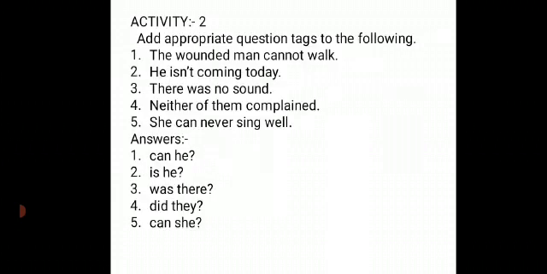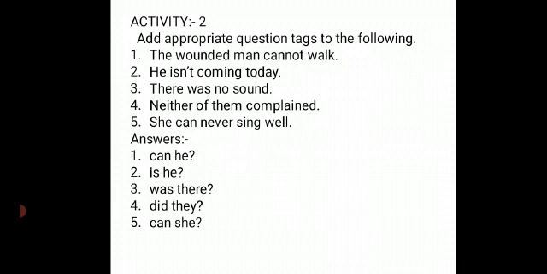Next are the negative sentences. Again you have to add appropriate question tags to the following. First one is the wounded man cannot walk. Now cannot is the negative statement. You will be asking can he? Second sentence is he isn't coming today. Isn't means not coming today, so you will ask is he? Third is there was no sound. No sound, so you will ask was there?